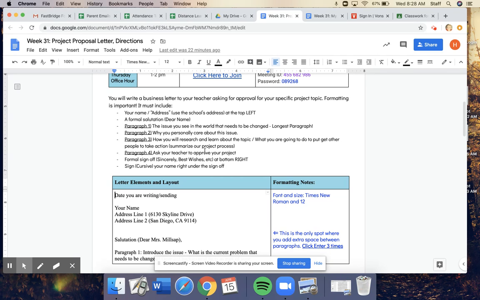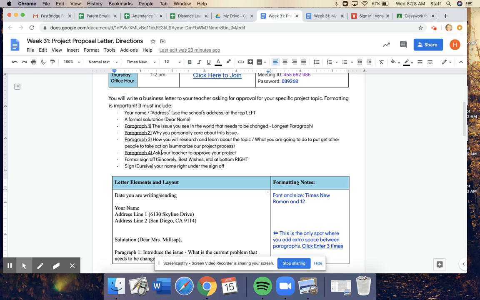Your third paragraph will essentially summarize how will you research the topic and what are you going to do to get people to take action. That means summarize the project process. If you don't remember that because you didn't come to an office hour or you didn't really pay attention to the TED Talks that we watched, yes, you can always ask me or your friend.